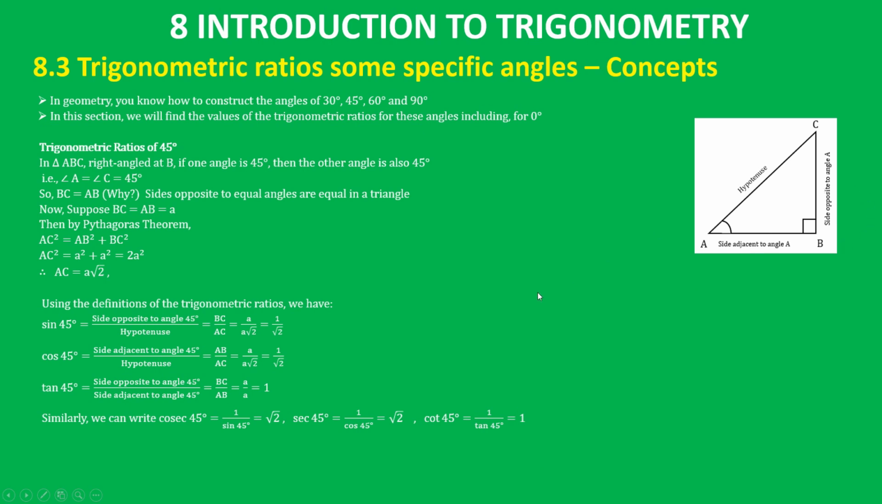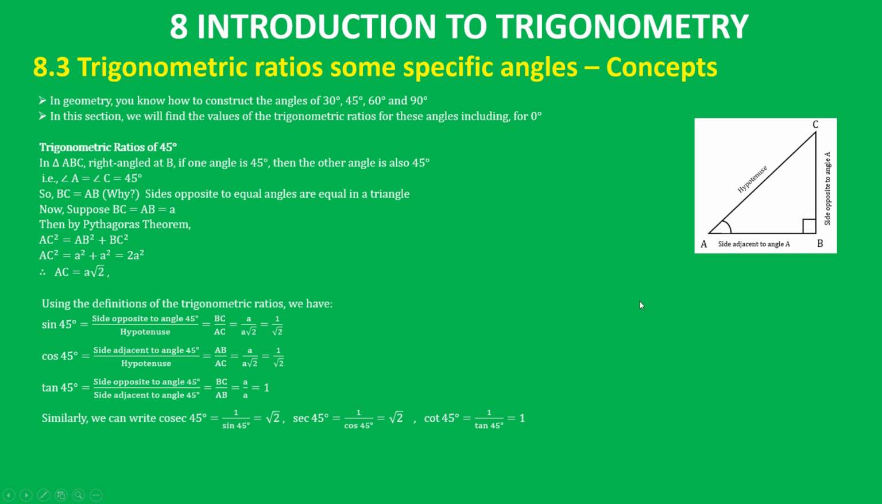We can very well evaluate, or you can write, the trigonometric ratios for 45 degrees of angle A, correct? Instead of calling angle A, we will say 45 degrees. Sine 45 degrees is equal to side opposite to angle A, that is side opposite to this 45 degrees, correct? And by hypotenuse, right? Then BC by AC is equal to a by a root 2 is equal to 1 by root 2, correct?